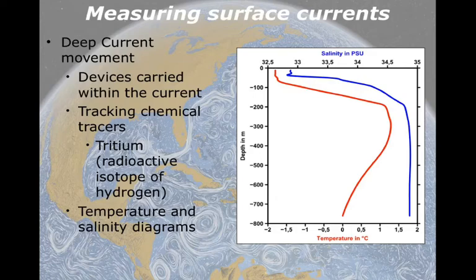Right now, there's another huge chemical tracer being dumped into the Pacific Ocean, and that's the radioactive materials from Fukushima. And there are actual scientists out there looking for those tracers now. It'll be another way to measure surface currents, unintentional as it may be. And then temperature and salinity diagrams we talked about before. You can see different water masses just by dropping, say, a CTD through the water.